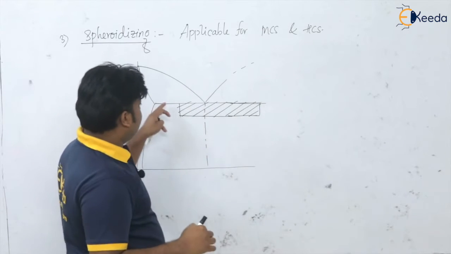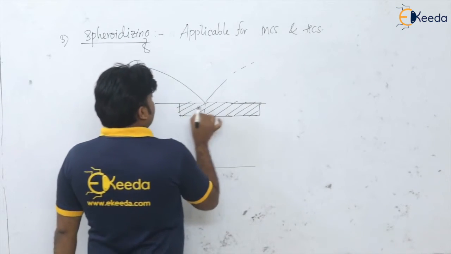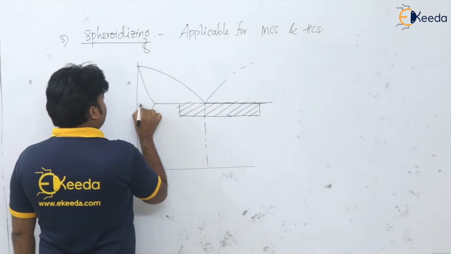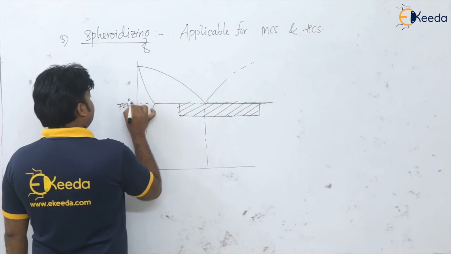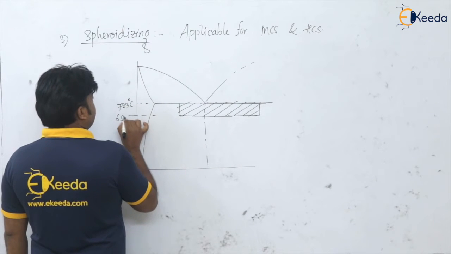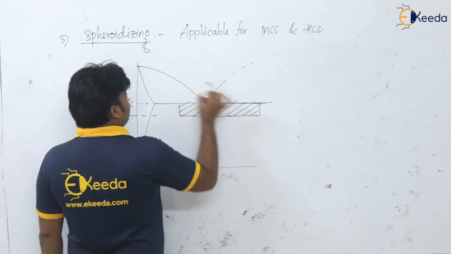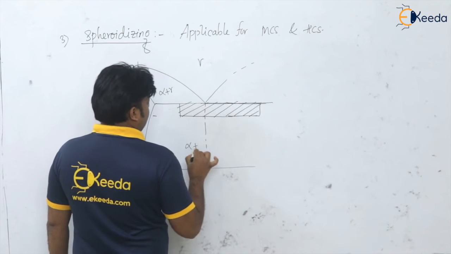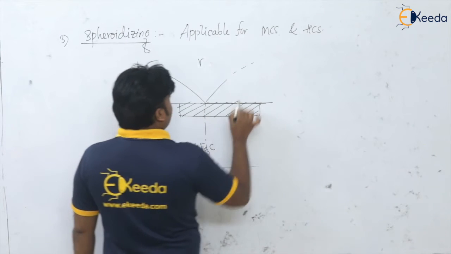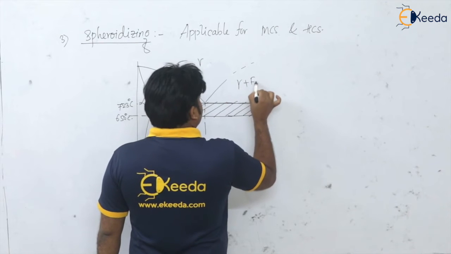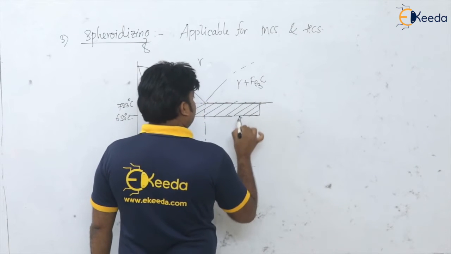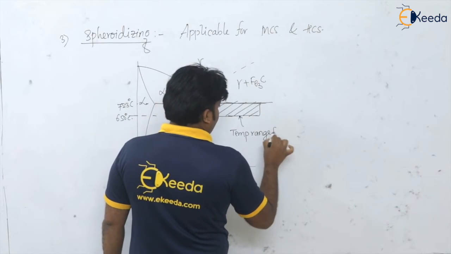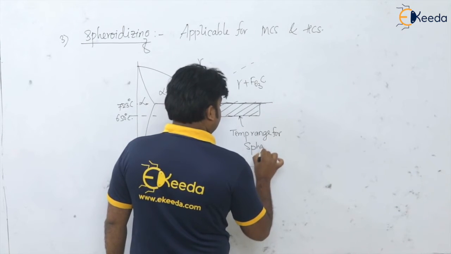Just below the lower critical temperature, that is our A1 line, isn't it? Below the A1 line, that is below 723 degrees centigrade, and if this is 650 degrees centigrade. Okay, so this is gamma austenite, alpha plus gamma, alpha plus Fe3C, and this is gamma plus Fe3C. So this is the temperature range for spheroidizing.